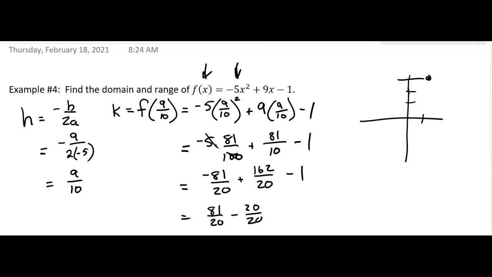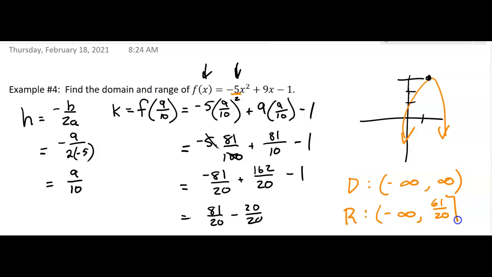But what's really important for me to note is that it's a negative 5, and that means it's going to be upside down. So it's going like this somehow. I don't really care what it looks like. All I'm trying to do is find the domain and range. The domain we know, that's going to be all real numbers, negative infinity to infinity. And the range, now I can see it. It's going to go from negative infinity up to, what was my k value? 61 over 20. And so that's how the range would be written.